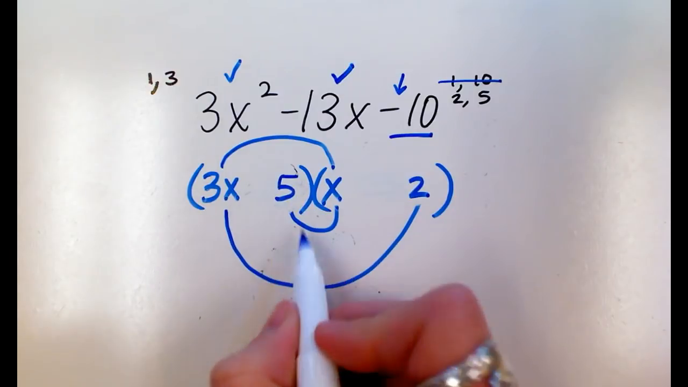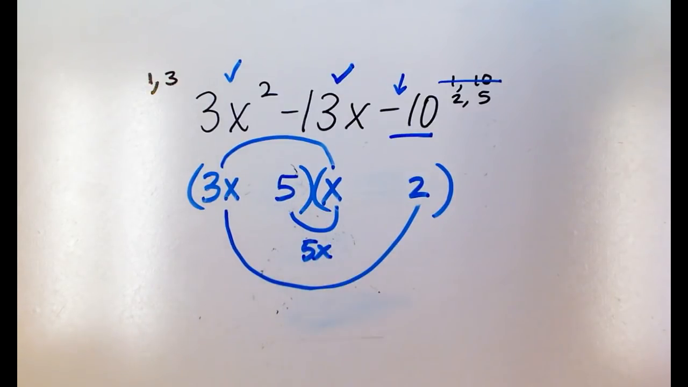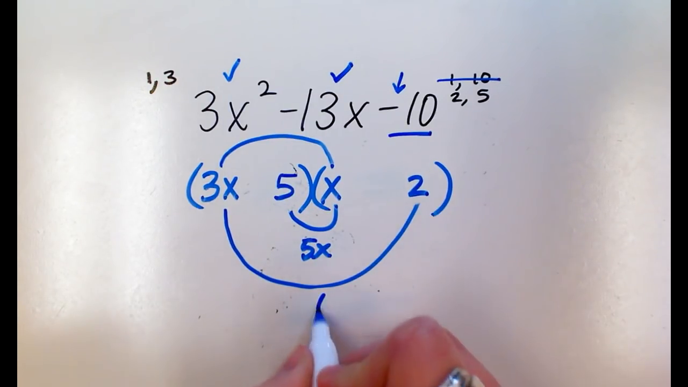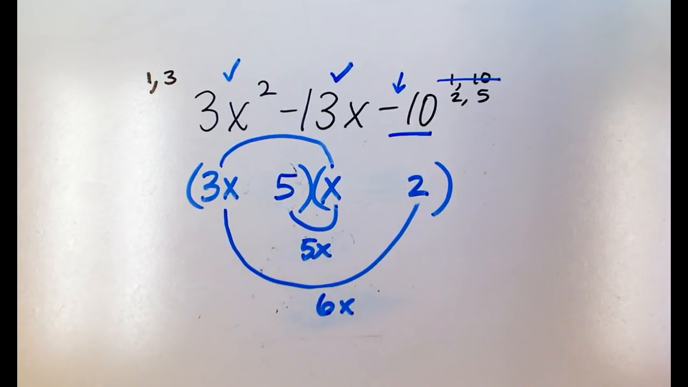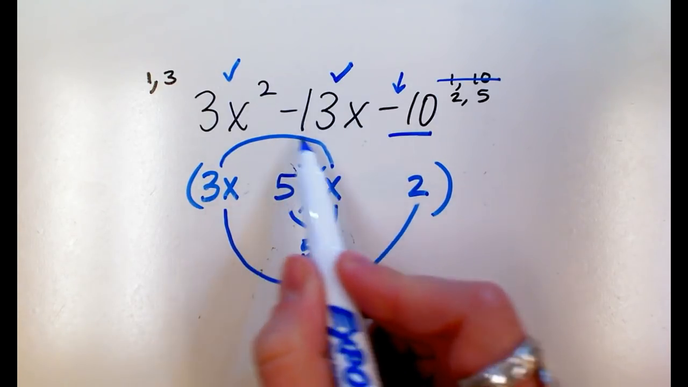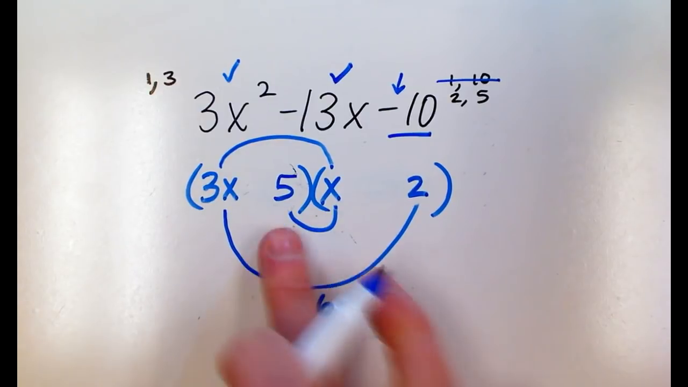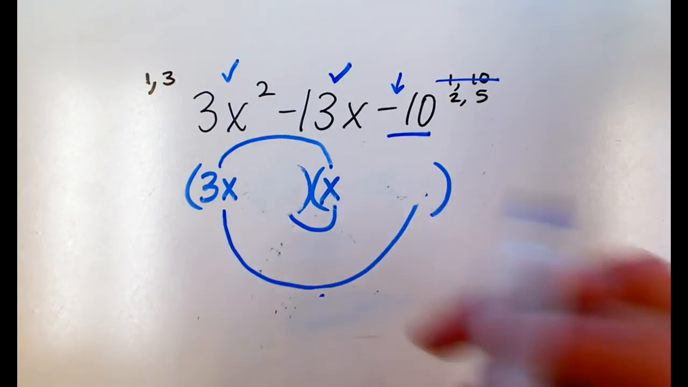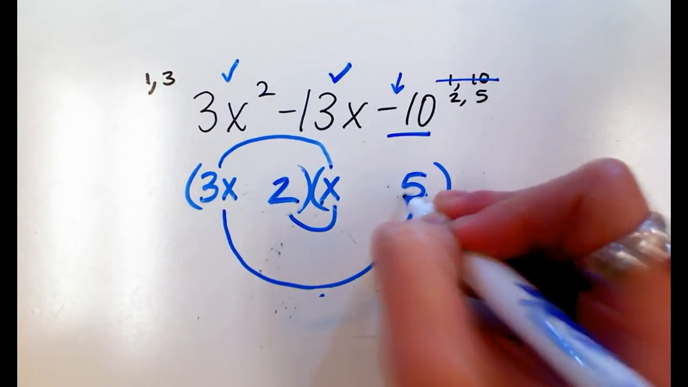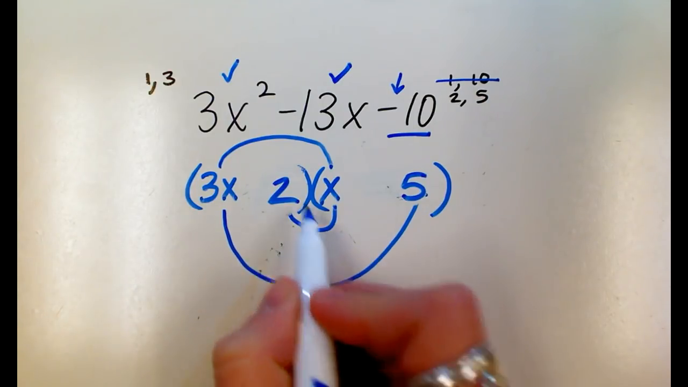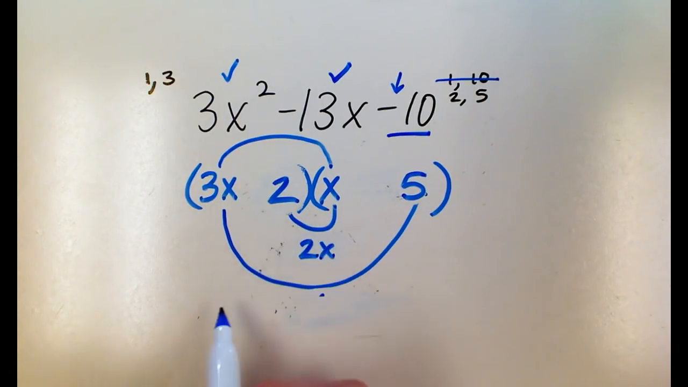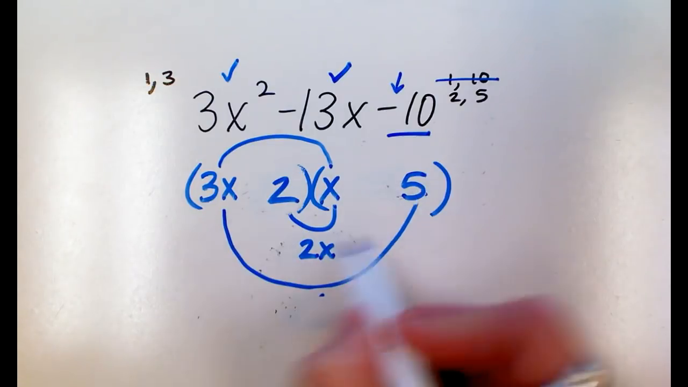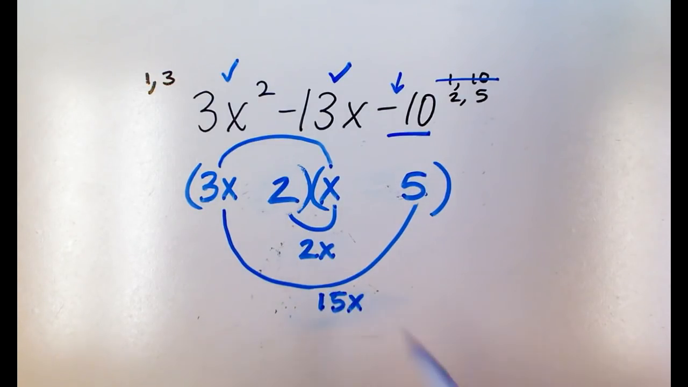Checking this one, I've got 5 times x is 5x. 3x times 2 is 6x. Well, from that combination, I still can't get my 13x. So I'm going to erase that again, and I'm going to flip-flop their order. Multiplying these out, I've got 2 times x is 2x, and 3x times 5 is 15x.